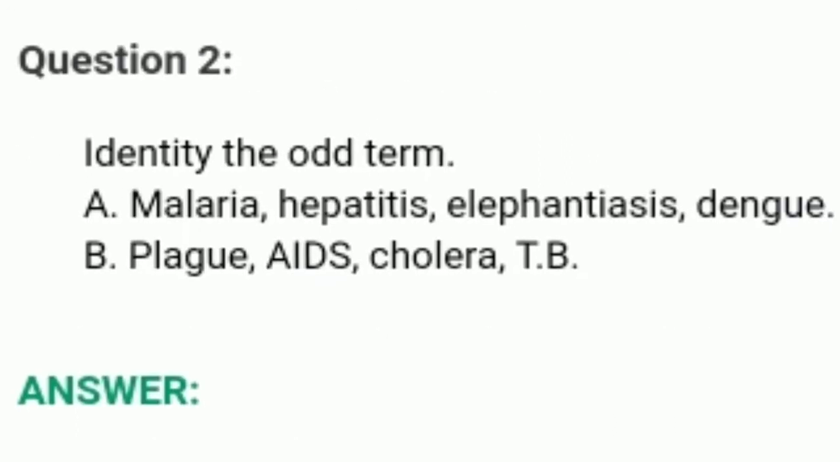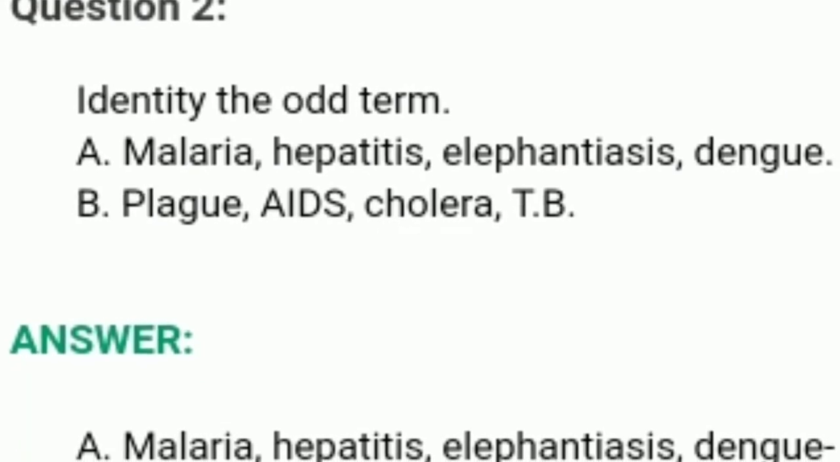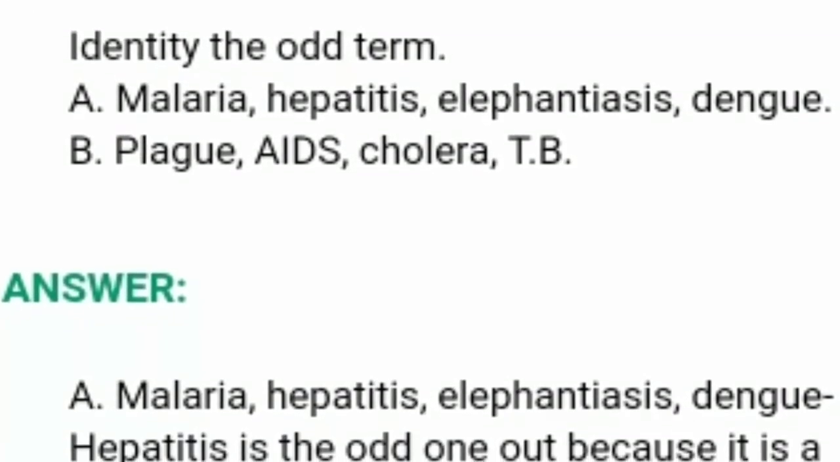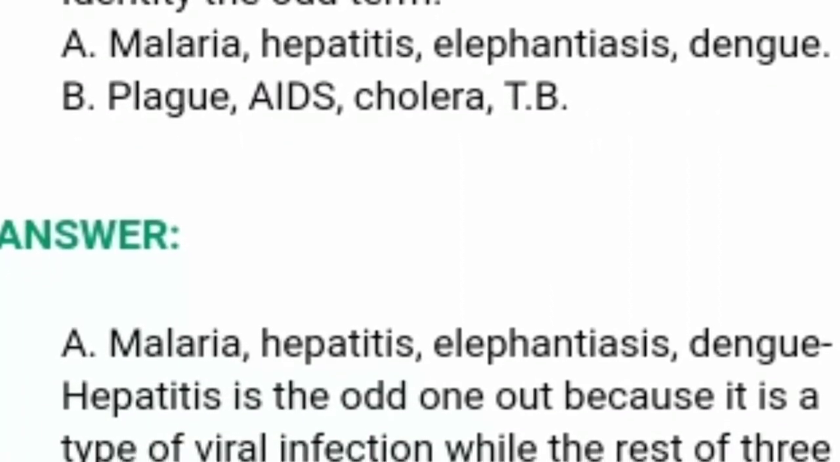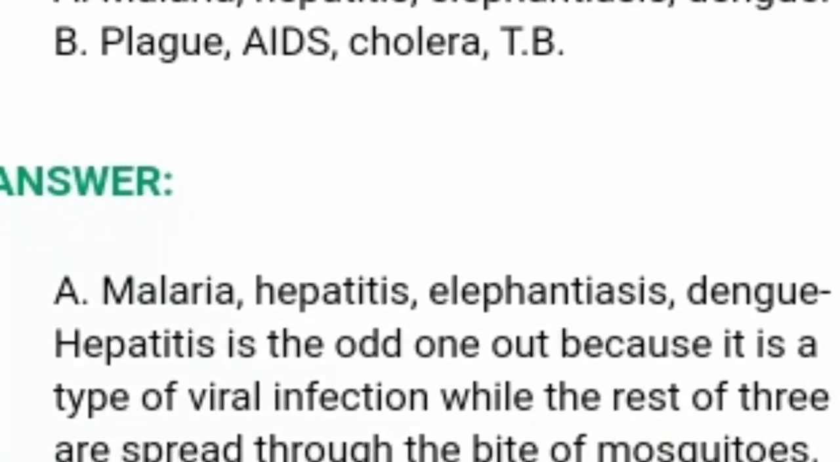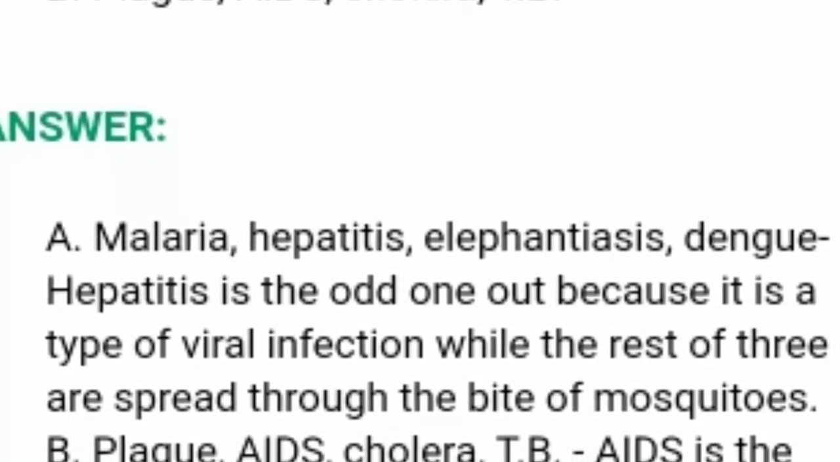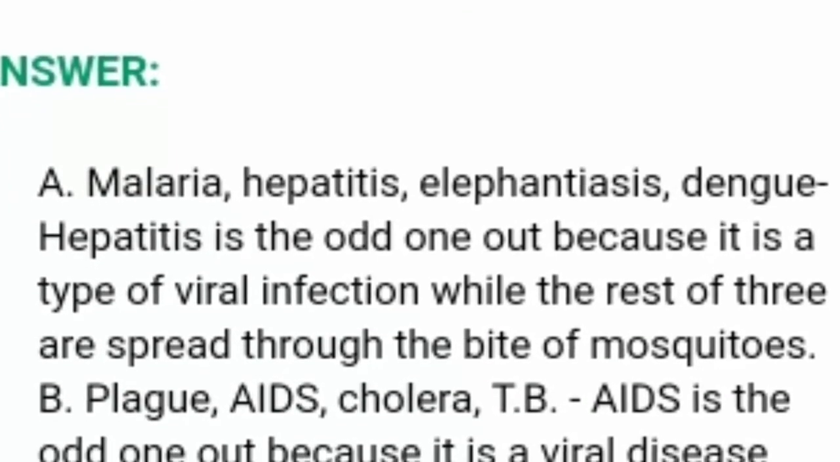Now question number 2, identify the odd term. First, malaria, hepatitis, elephantiasis, dengue. B, plague, AIDS, cholera, TB. We have to find the odd one. In the first, hepatitis is the odd one out because it is a type of viral infection, while the rest of the three are spread through the bite of a mosquito.